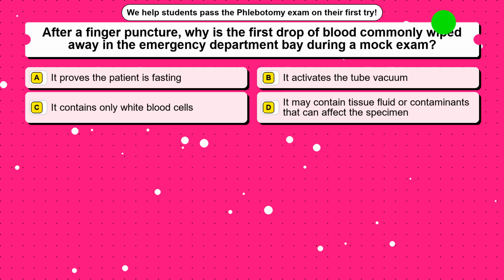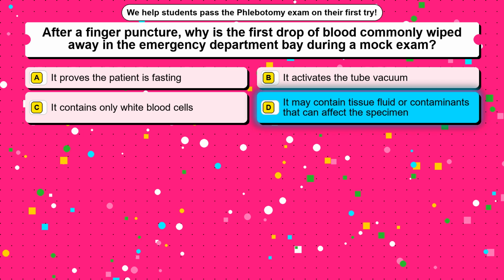Question 52. After a finger puncture, why is the first drop of blood commonly wiped away in the emergency department bay during a mock exam? Option A. It proves the patient is fasting. Option B. It activates the tube vacuum. Option C. It contains only white blood cells. Option D. It may contain tissue fluid or contaminants that can affect the specimen.